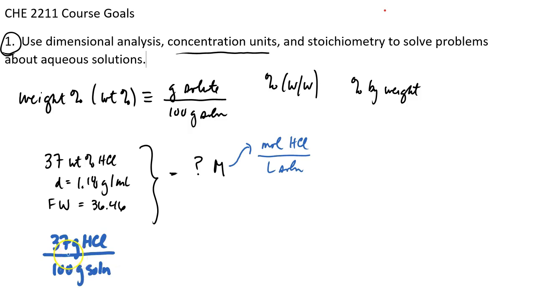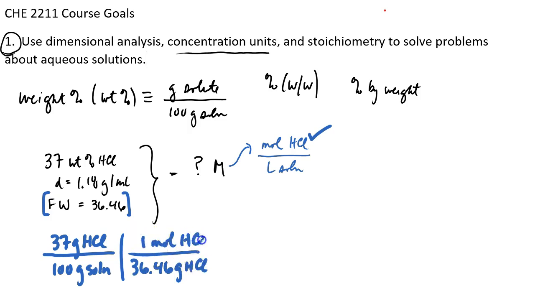And now I can see that I've got to convert this numerator into moles. I think I can do that. And I've got to convert this denominator into volume, and I think I can do that too. I'm going to begin by converting the numerator into moles, and that's where I'm going to use this formula weight. So my first step is going to be to say that for every 36.46 grams of HCl, there is 1 mole of HCl.